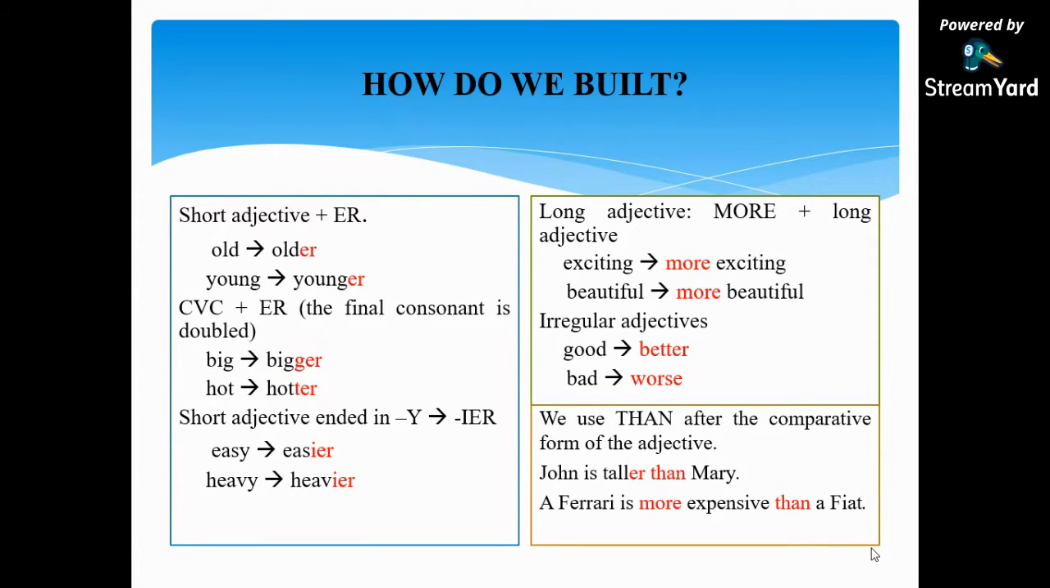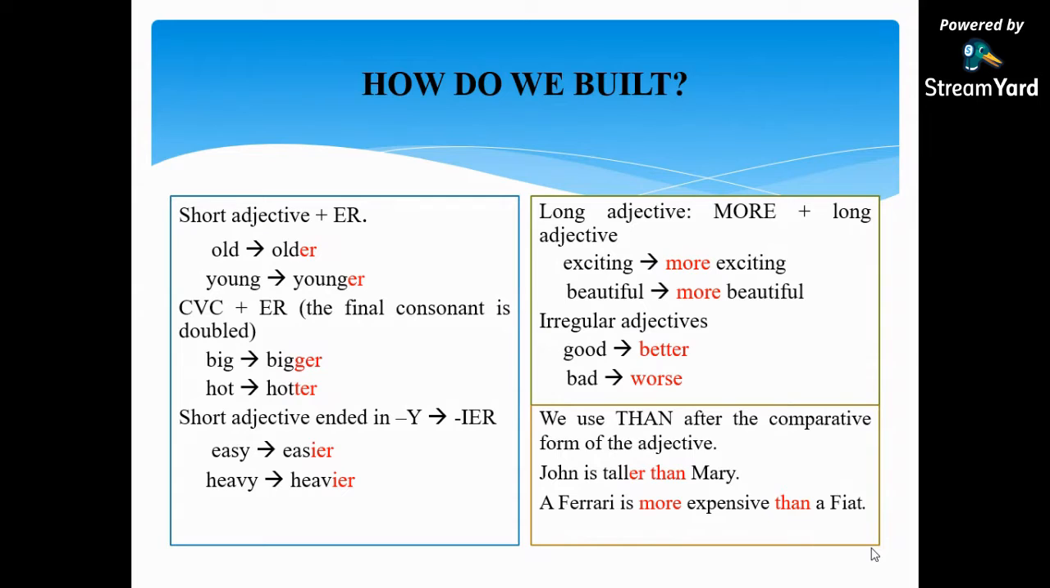Then, the short adjectives that end in the letter Y change. Instead of the Y, they will have an -ier ending. For example, the adjectives such as easy, that will be easier, and heavy, that will be heavier.